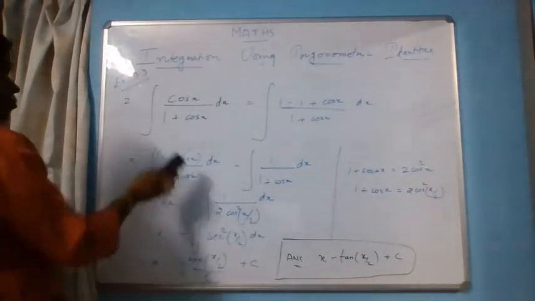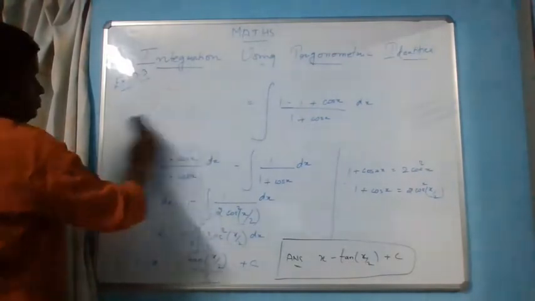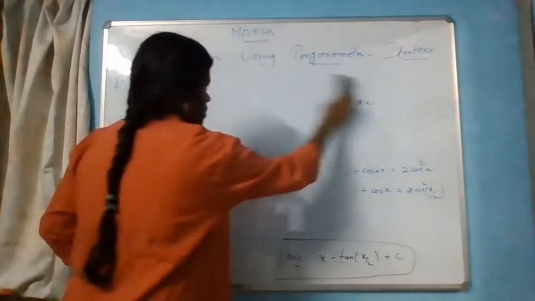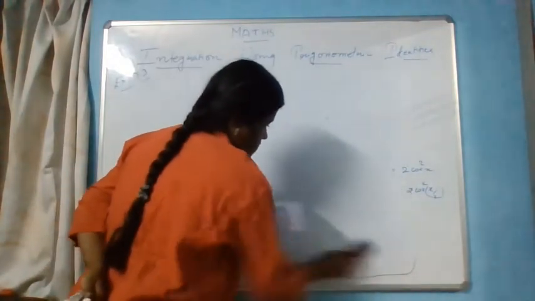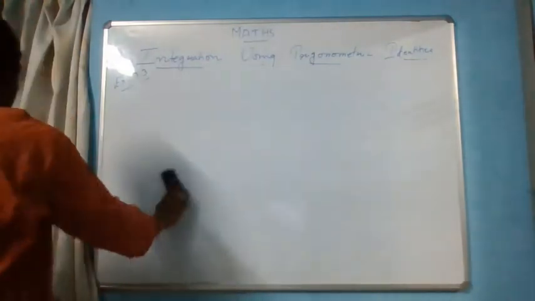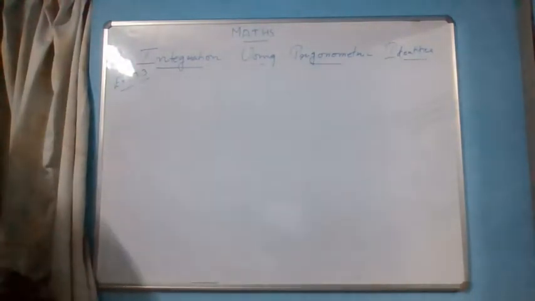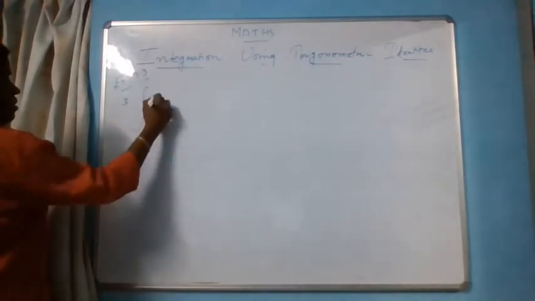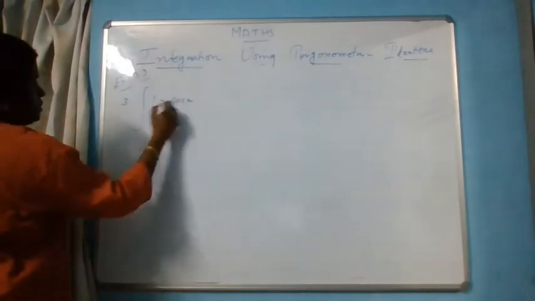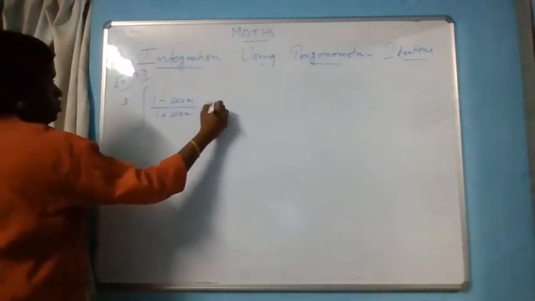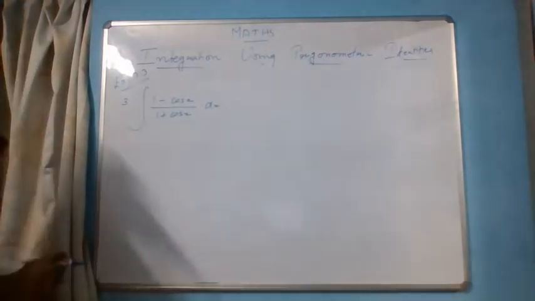And let us do another problem. Third problem: integral of 1 minus cos x by 1 plus cos x into dx. So how to simplify this?